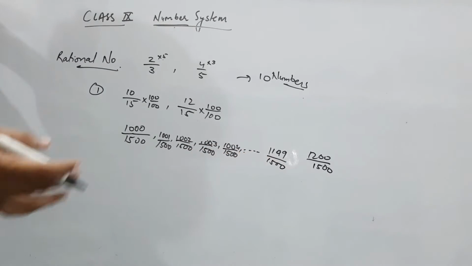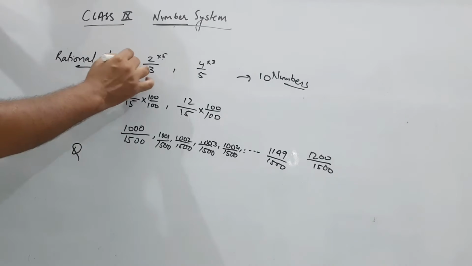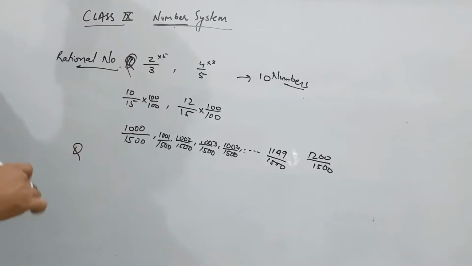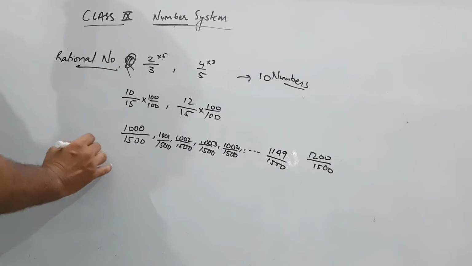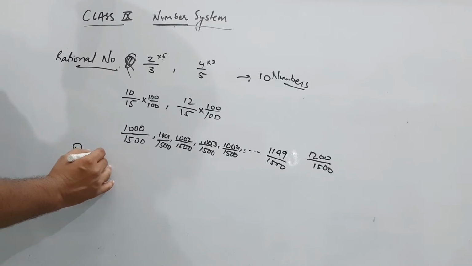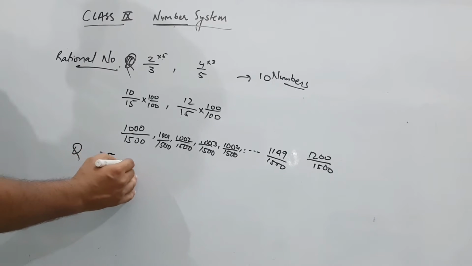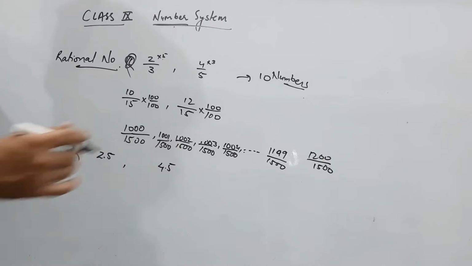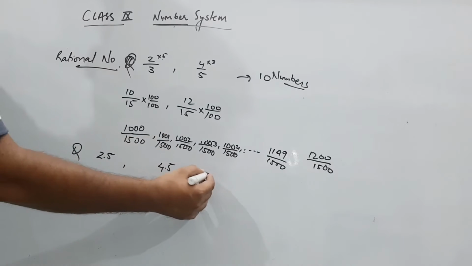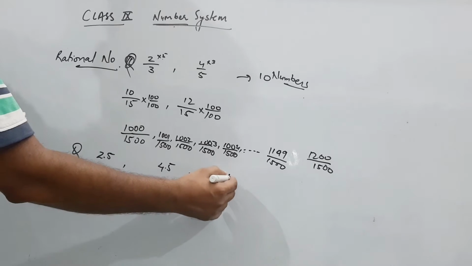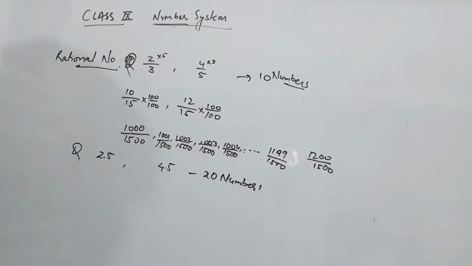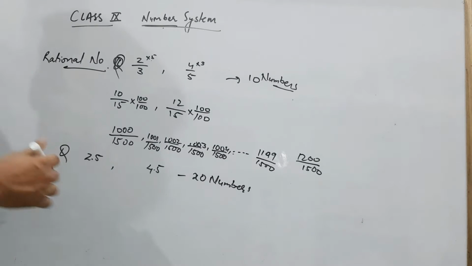Let me take you through another example. So there is another question. Write down rational numbers between 2.5 and 4.5. How many? Suppose you have to write down 20 numbers. So you have to write down 20 numbers between 2.5 and 4.5. So how can you write them?